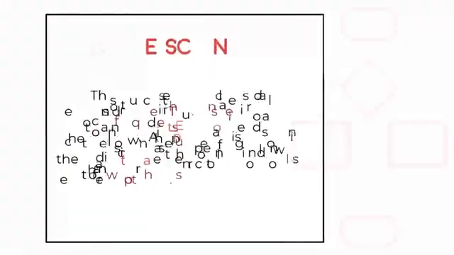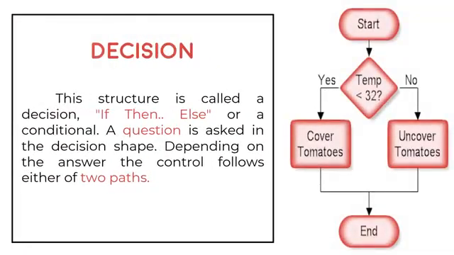Second structure is called decision. If, then, else, or a conditional. A question is asked in the decision shape. Depending on the answer, the control follows either of two paths. In the flowchart, if the temperature is going to be less than freezing, which is 32 degrees Fahrenheit, the tomatoes should be covered.